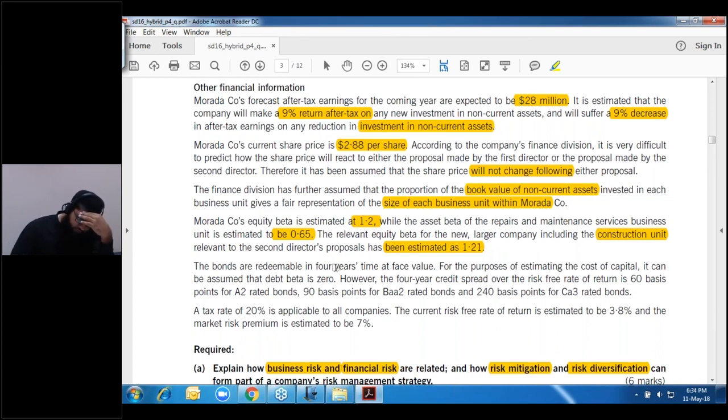The bonds are redeemable in 4 years' time at face value. For the purpose of estimating the cost of capital, it can be assumed that the debt beta is 0. However, the 4-year credit spread over the risk-free rate is 60 basis points for an A2 rated bond, 90 for Baa2, and 240 for Caa3. The tax rate is 20%, the risk-free rate is 3.8%, and the market risk premium is 7%.